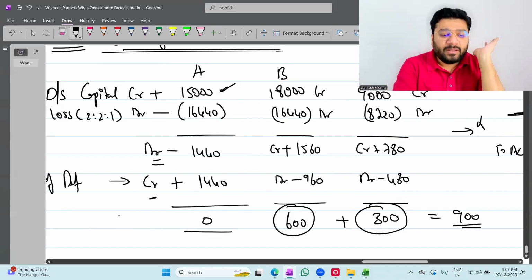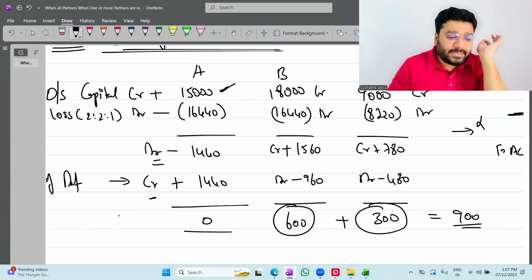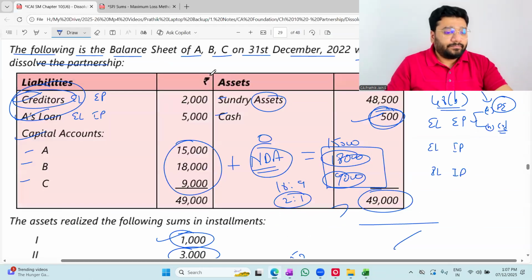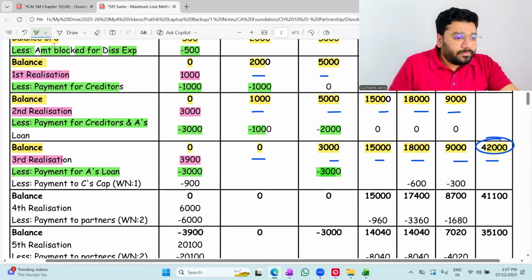Now that finally you've got to know I have to pay this much money to that fellow, can I just do the entry? So payment to B and C. Not C alone, B and C both will come. Less payment to B's capital and C's capital. How much for B? 600. For C, 300. Any problem?